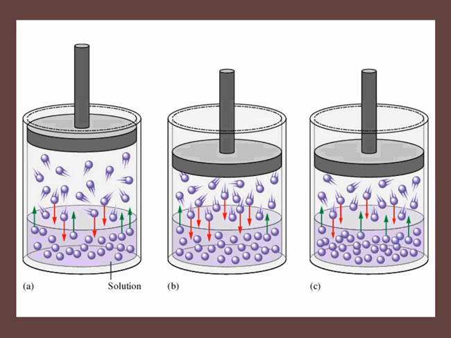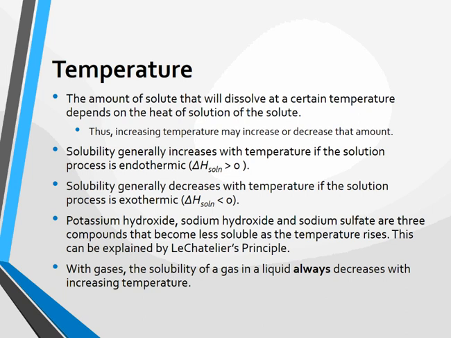Great law, Henry. Temperature. The amount of solute that will dissolve at a certain temperature depends on the heat of solution of the solute. Thus, increasing temperature may increase or decrease the solubility of a salt. So, increasing temperature does not always increase solubility. Solubility generally increases with temperature if the solution process is endothermic. Solubility generally decreases with temperature if the solution process is exothermic. Potassium hydroxide, sodium hydroxide, and sodium sulfate are 3 compounds that become less soluble as temperature rises. This can be explained by Le Chatelier's principle.